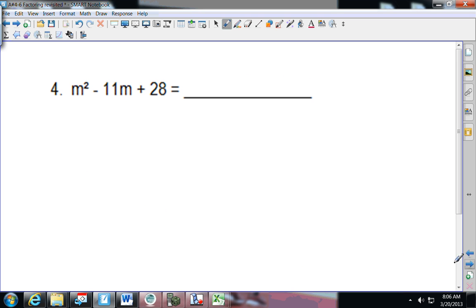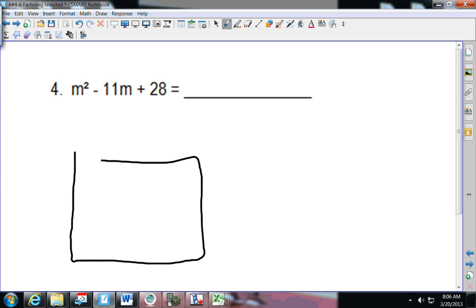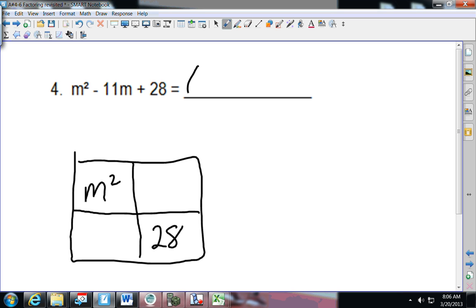Number 4. As I draw my box here, I put the first term, so I'm going to put m squared up here, and positive 28 down here. Now, mentally, as I'm looking at this, I know that m squared is going to split up as m and m, so I know that's going to start up there.